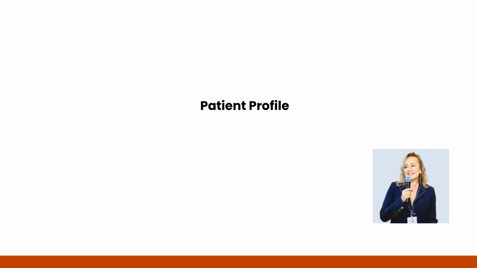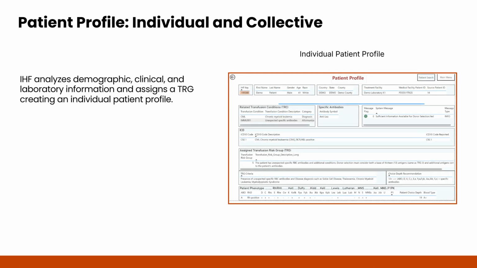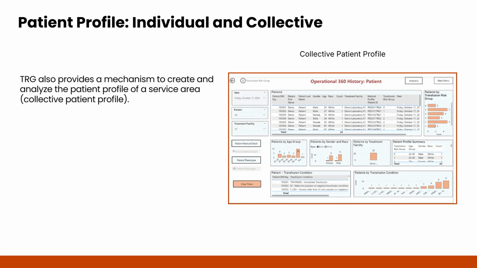In the previous sections, we discussed the transfusion risk group concept, data, and detail specification. In this segment, we present its application, IHF patient profile. IHF analyzes demographic, clinical, and laboratory information and assigns a TRG, creating an individual patient profile. TRG also provides a mechanism to create and analyze the snapshot of a service area. We call this a collective patient profile.